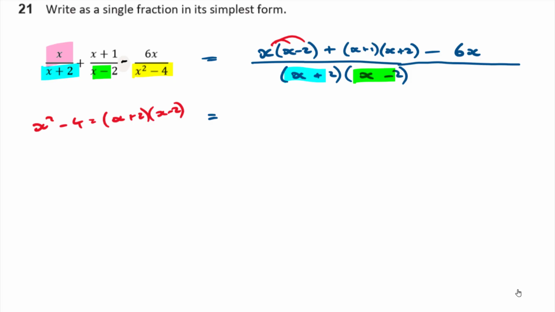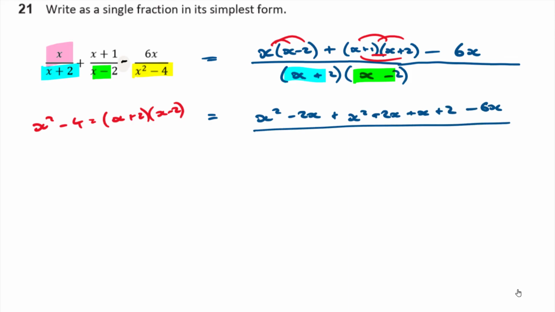Okay, x times x is x squared. X times minus 2 is minus 2x. And then doing the double bracket here, can do FOIL on those. So I'm going to get x squared plus 2x plus x plus 2, and then I've got a minus 6x on the end. Okay, and that's all over x plus 2, x minus 2.